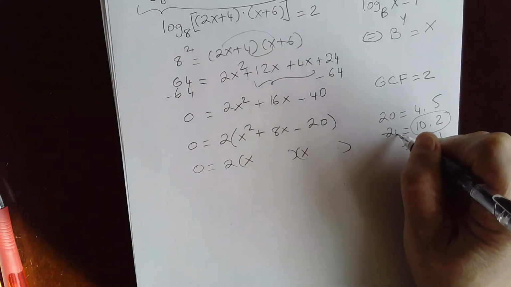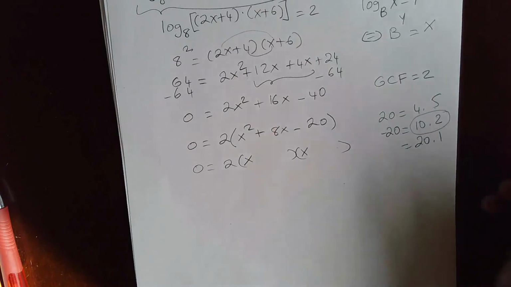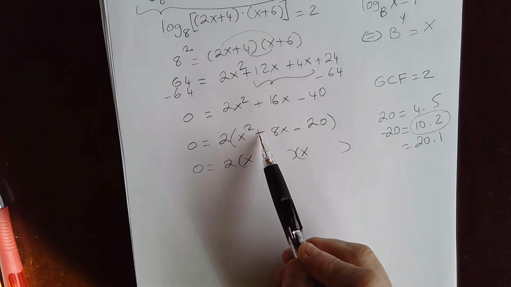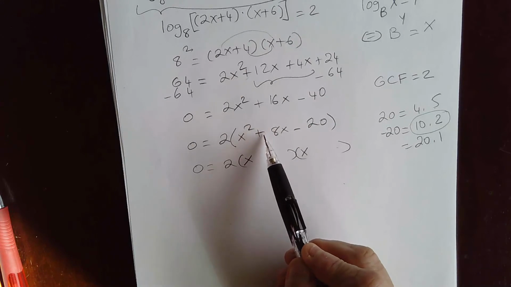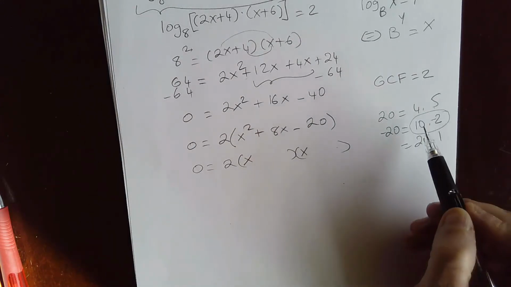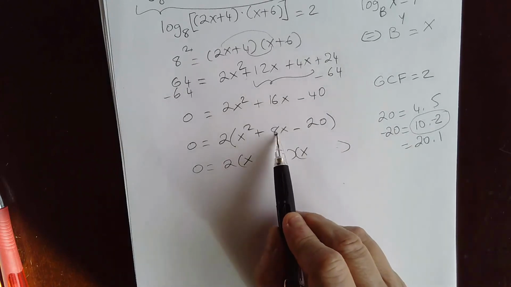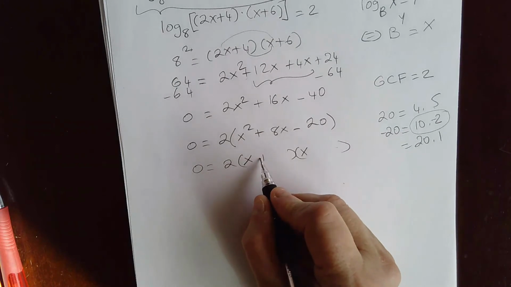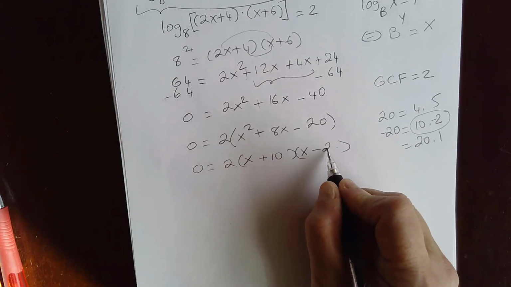Since you need a product of negative 20, one of them must be negative, and the larger one must be the positive one. So this one must be the negative. So 10 minus 2 is 8, and 10 times negative 2 is negative 20. So that will give me x plus 10, x minus 2.